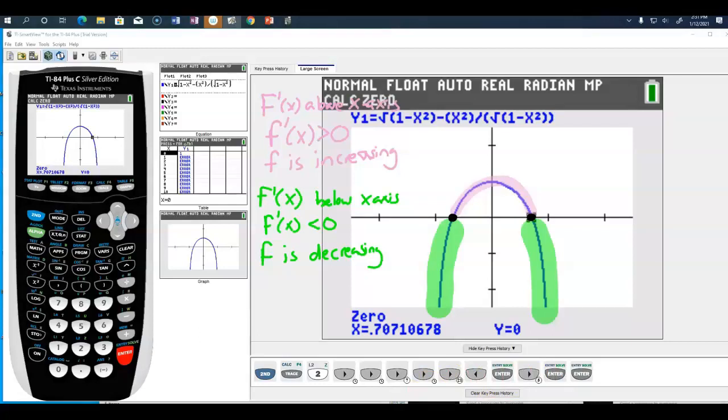I now know that f prime of x, which is this graph that we're looking at, is above the x-axis. In other words, f prime of x is greater than 0 on the interval from negative 0.707 to positive 0.707. Now that means that that is also the interval where f, the original function, is increasing because its derivative is positive there. Now you'll notice also I chose to use parentheses and not brackets because those are the places where it actually touches the x-axis.